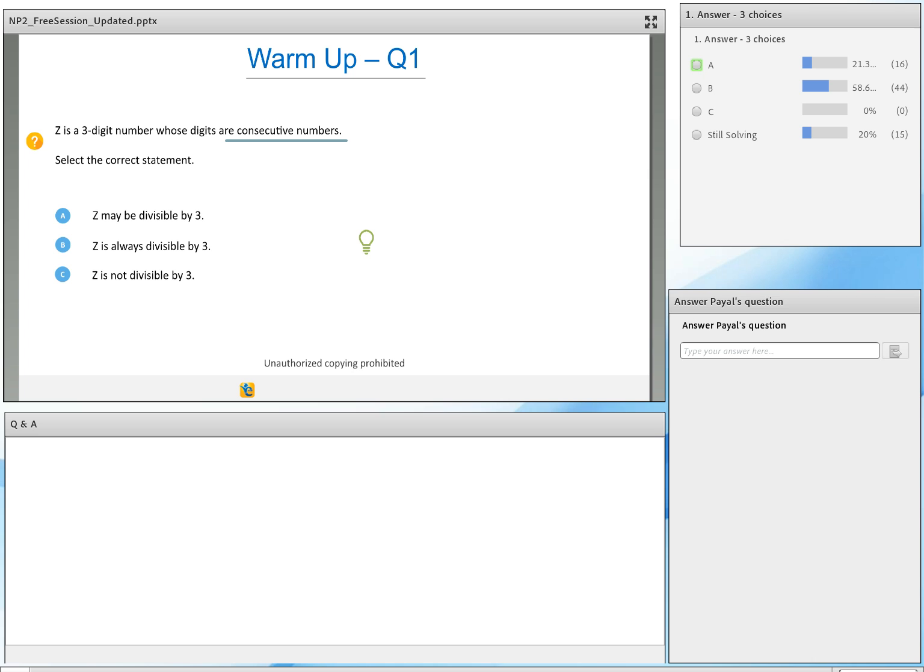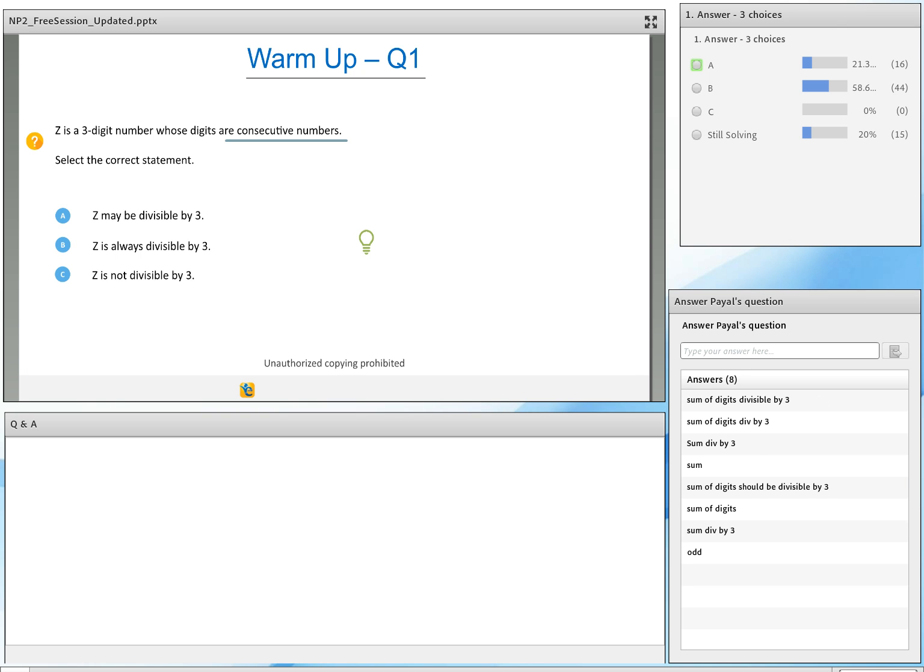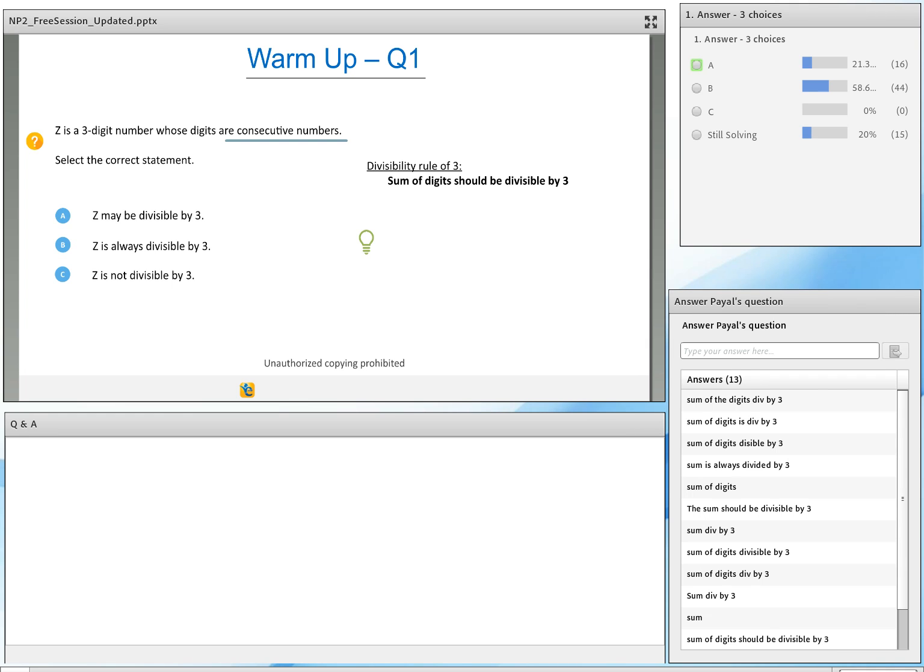Now tell me, what's the divisibility rule for the number 3? When is a number divisible by 3? When its sum is divisible by 3, absolutely. So when the sum of the digits is divisible by 3, that means that the number is divisible by 3. Now what do we know about the digits of this number? What we know is that the digits are consecutive numbers. So from our conceptual understanding and from the information given in the question, we come up with the strategy to solve this question.